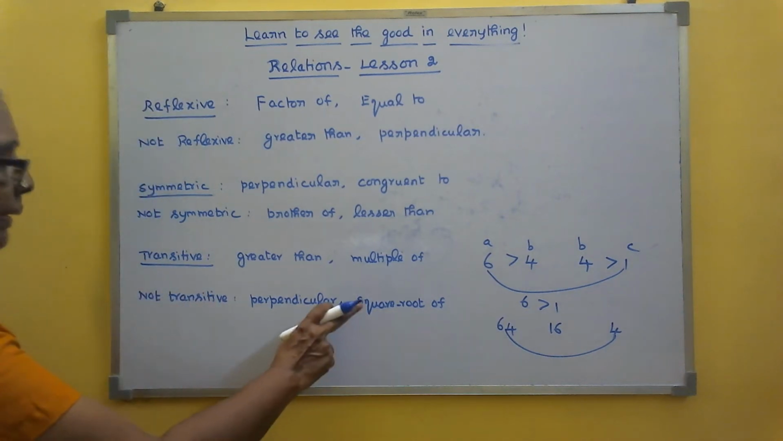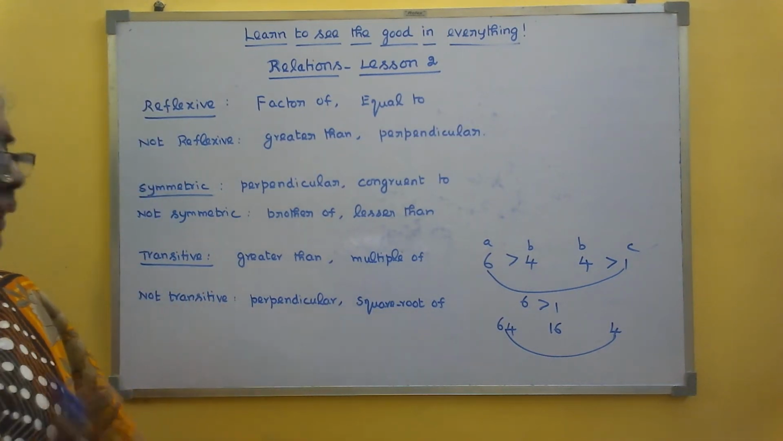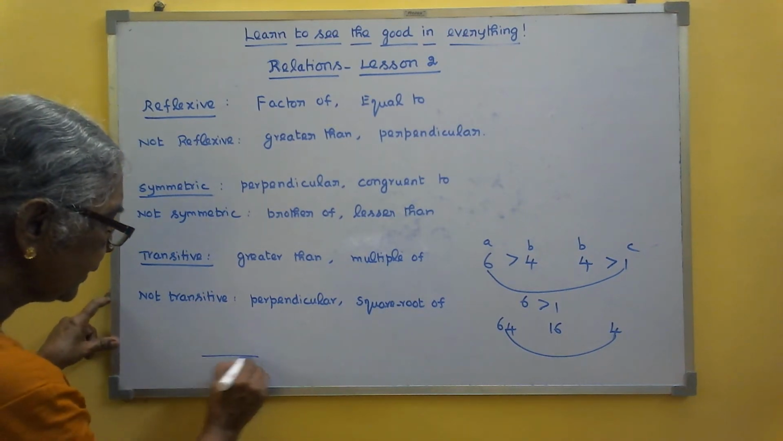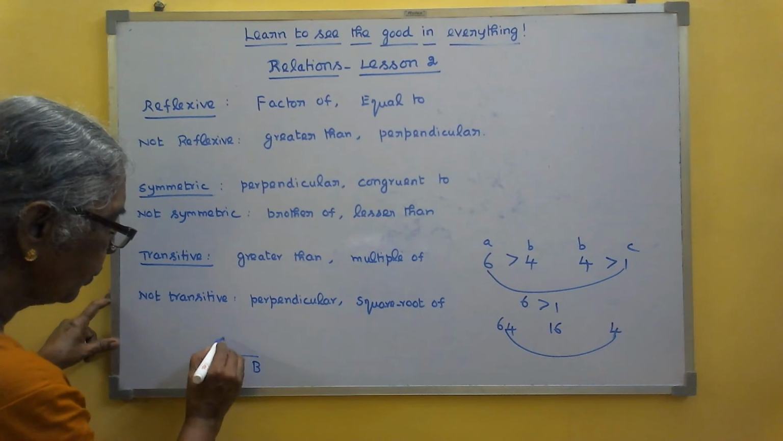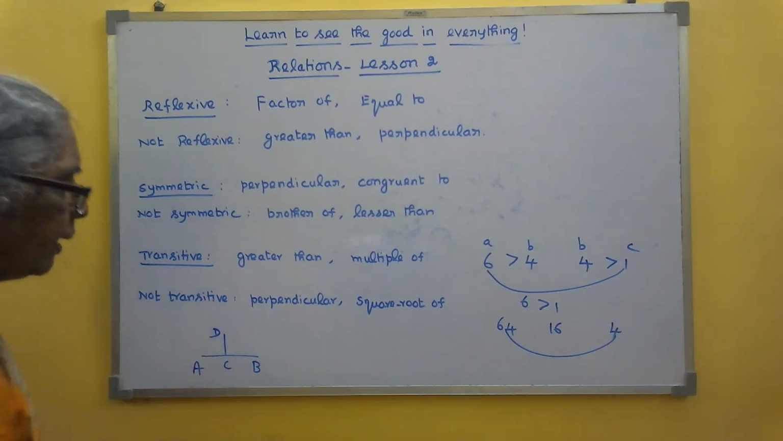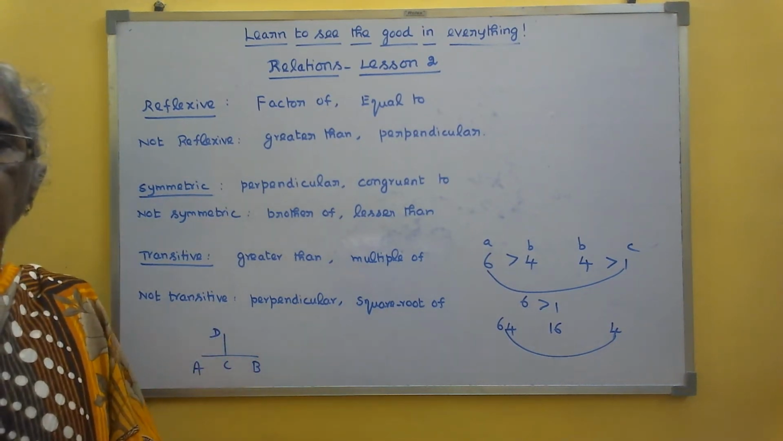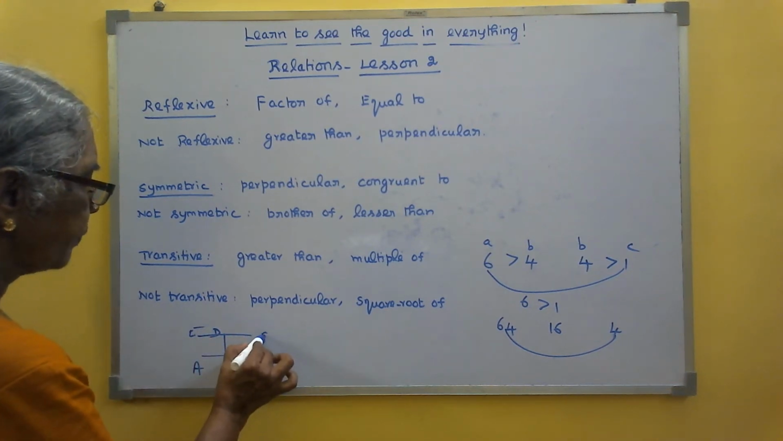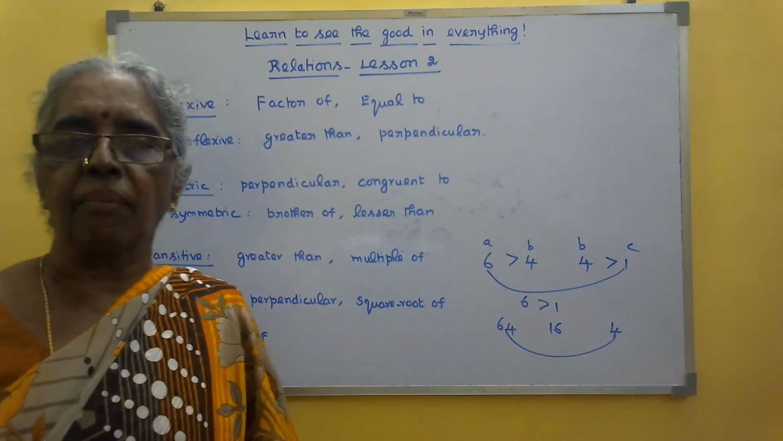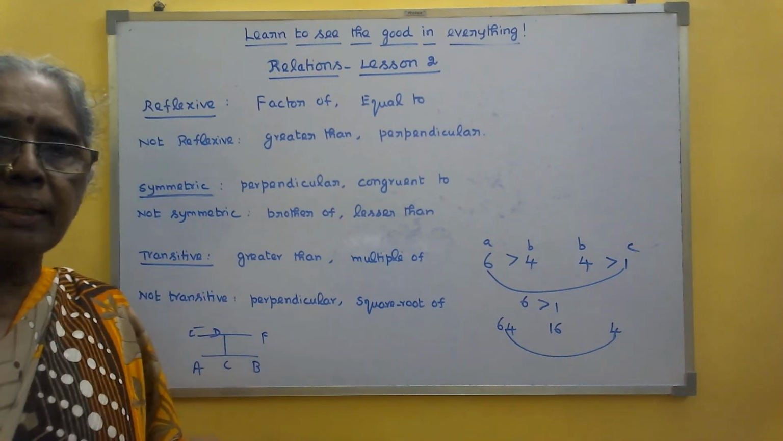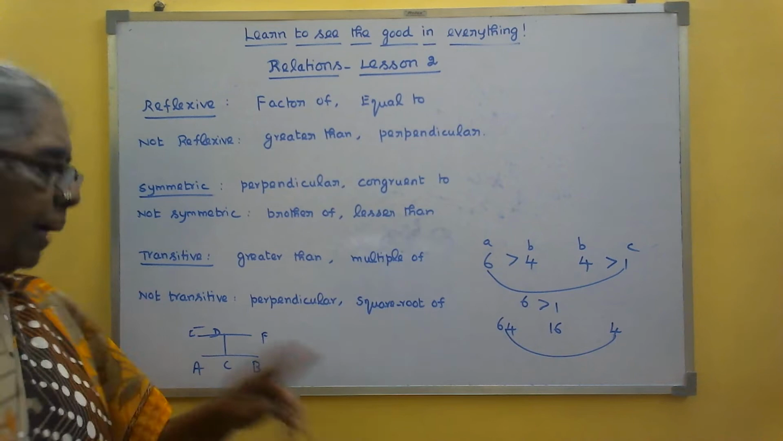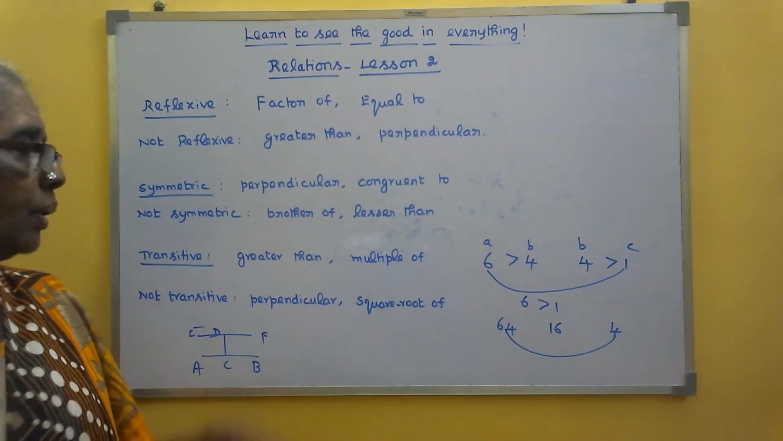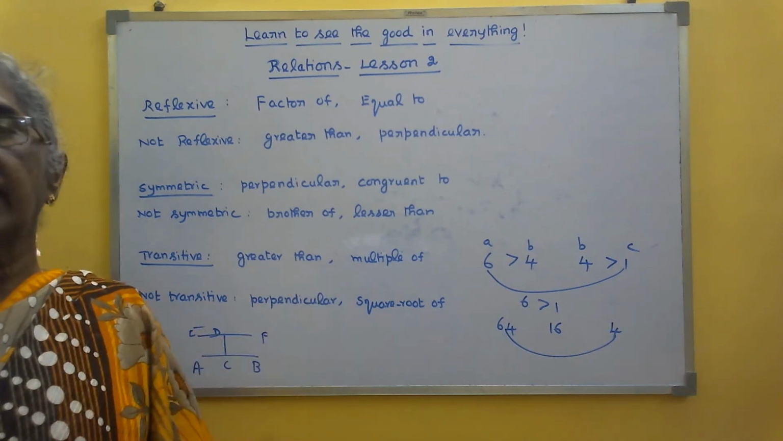Now, let us see 2 examples of relations which are not transitive. Let us take the same case perpendicular. Now, you consider this line AB. You consider this line CD. Now, you know AB is perpendicular to CD, right? Now, you consider another line EF. Now, CD is perpendicular to EF. So, AB perpendicular to CD, CD perpendicular to EF. But AB and EF, they are parallel, they are not perpendicular. So, it is a relation which is not transitive.